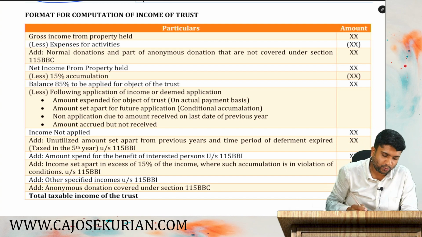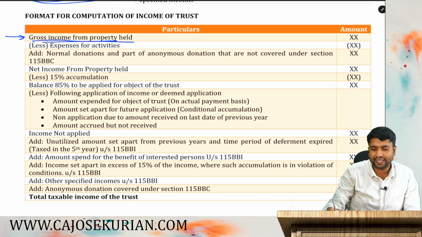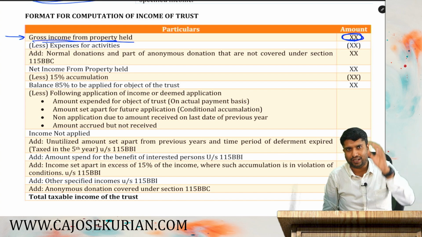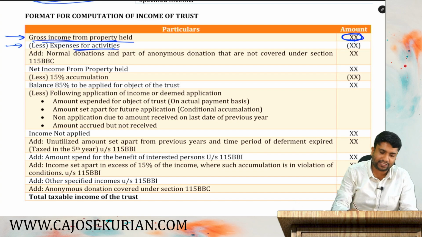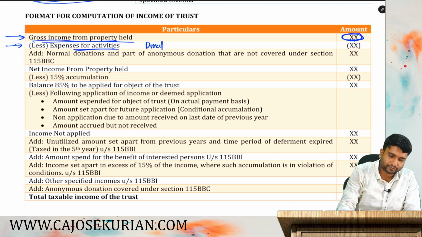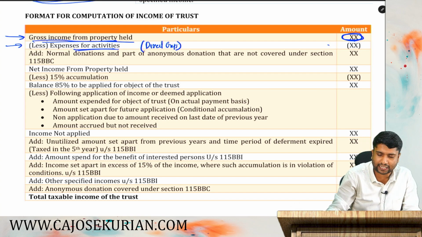First of all, what you need to do? What is the first thing to do? Write the gross income from property held. Whatever properties you have, you write the gross income from the property held. Now, what is the second step? If you have any expenses from activities, that means if you have any direct expense for earning that particular gross income, you can directly deduct it.